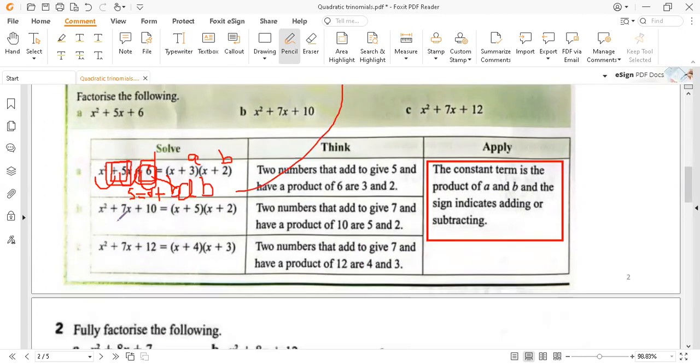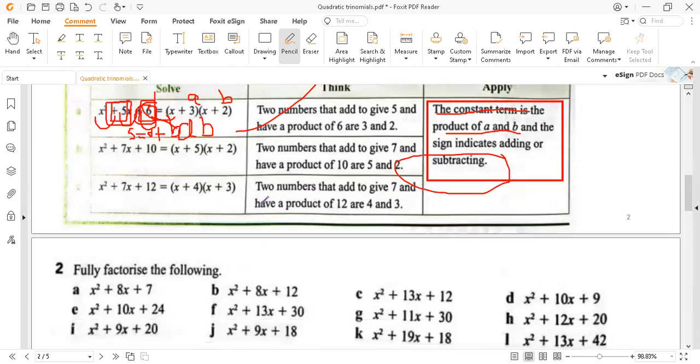Okay, so let's move to analyze such situations. You should know that the constant term is the product of a and b. By the constant, we mean 6, and the sign indicates adding or subtracting. Good. So here, we want two numbers that add to give 5 and whose product is 6. It is like a riddle, a puzzle, that we want to solve.